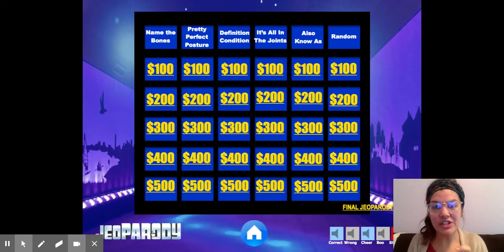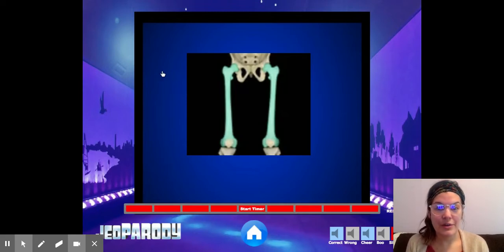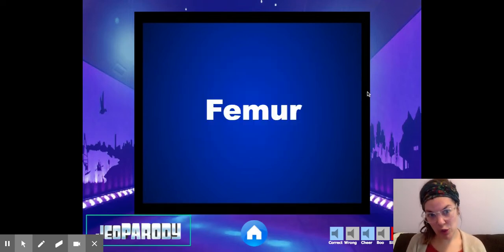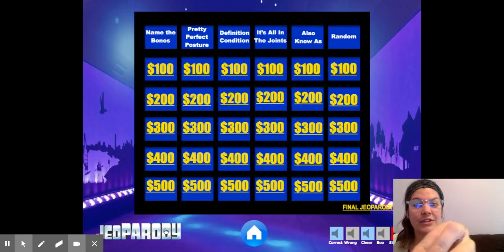Okay, let's do name that bone for 100. Okay, this is the longest and strongest bone. Name that bone. It's the leg bone. Answer? What is the femur? The femur. So if you got it right, you get 100 points. If you get it wrong, you get negative 100 points.